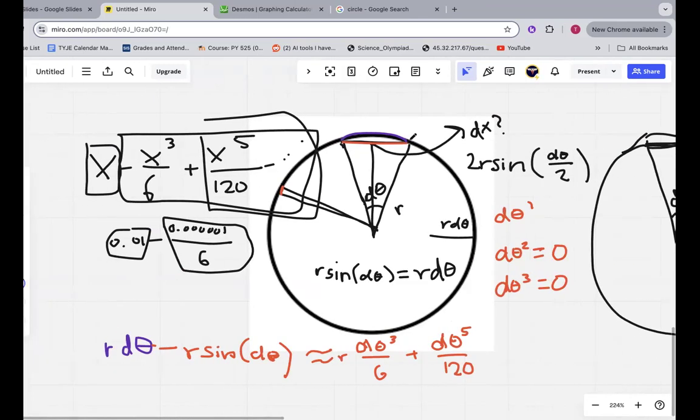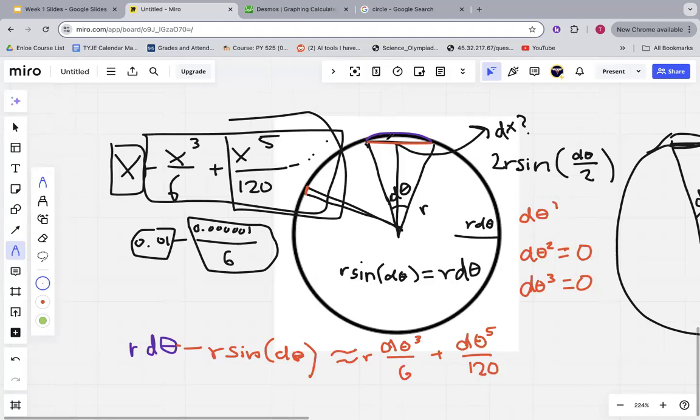And sometimes if I'm dealing with something complicated, I might take a derivative, find a Taylor series, and then take it to first order, and so on. Anyway, any questions?